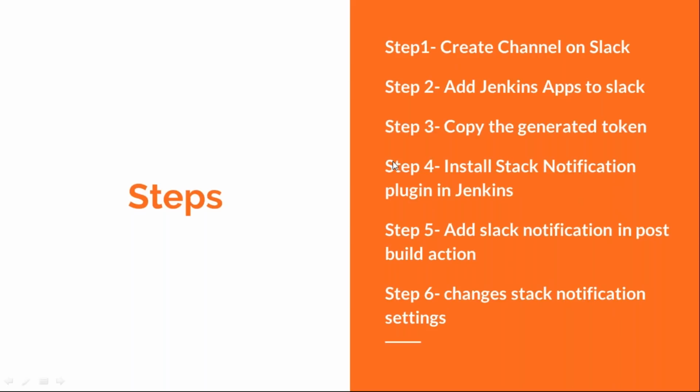Then we will be adding a Jenkins app to Slack, and we will also get a token for authentication. Once we get the authentication, we will be installing one small plugin for Slack notification in Jenkins. And finally, for each and every build, we are going to add a post build action to send a Slack notification. And in case you want to make any changes, you can change the Slack notification settings, like at which step you want to get the notification.